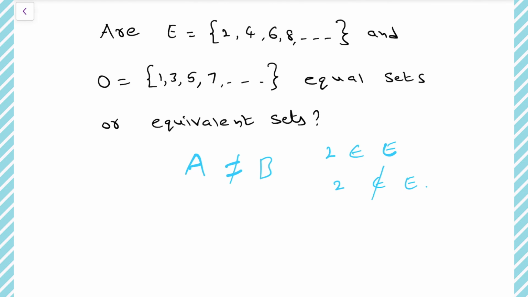Then coming to the next, equivalent sets. What exactly does equivalent mean? In the given sets, the number of elements are the same. If the number of elements are the same, then those are considered as equivalent sets. So observe the first set now. E equals 2, 4, 6, 8 and so on. Dots are there, so easily we can say that it is an infinite set. The same way, set O equals 1, 3, 5, 7 and so on. These two sets are infinite sets. So these two have the same number of elements. So these two are equivalent sets.